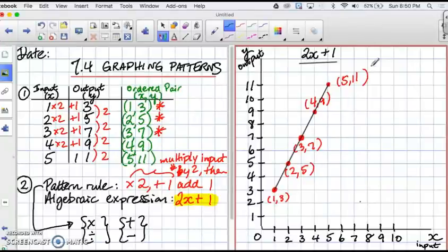We can see that each time the figure number, which I'm going to underline in yellow, increases by 1, the output, which is the number of tiles, increases by 2. Which makes sense because the pattern rule, or the algebraic expression, is multiply the figure number or the input by 2 and you add 1. And that is graphing patterns.